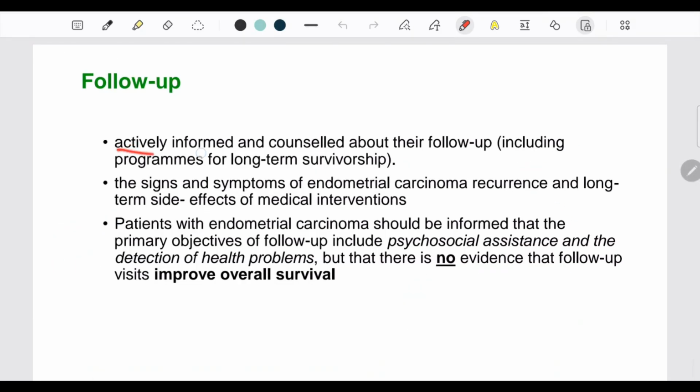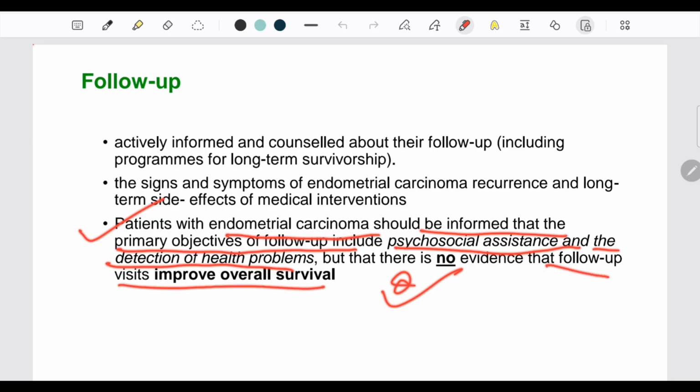Follow-up. You have to actively inform and counsel patients about their follow-up. Patients with endometrial carcinoma should be informed that the primary objectives of follow-up include psychosocial assistance and the detection of health problems. But there is no evidence that follow-up visits improve overall survival.